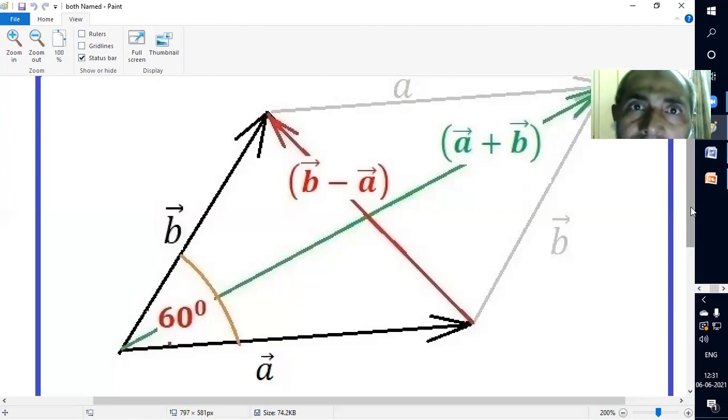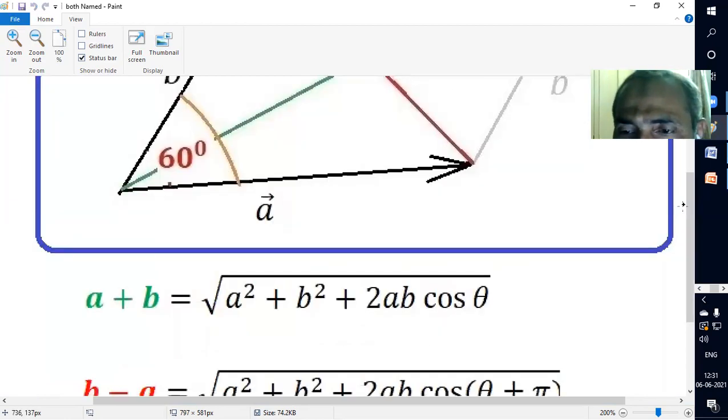Now, let us see how the magnitude of the resultant vector can be found. The magnitude of the resultant vector is found with the equation, as you are seeing here: square root of a square plus b square plus 2ab cos theta. So this indicates the magnitude of the sum of the two vectors. Now, in order to find the magnitude of the difference of the vectors, you have to make one vector in reverse direction. Either b or a, you have to invert.